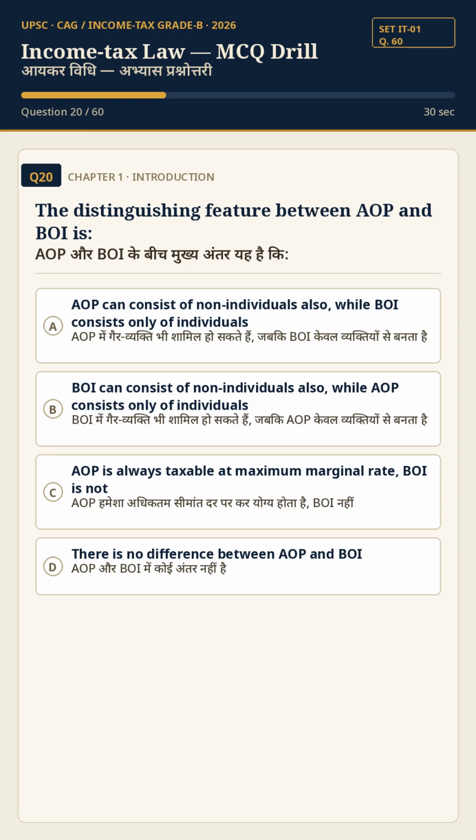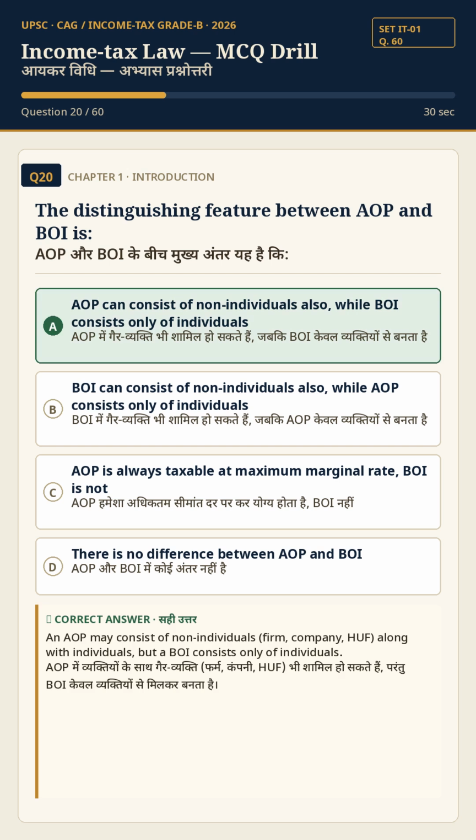Question 20. The distinguishing feature between AOP and BOI. Option A, AOP can consist of non-individuals also, while BOI. Option B, BOI can consist of non-individuals also, while AOP. Option C, consists only of individuals. Option D, AOP is always taxable at maximum marginal rate, BOI. The correct answer explanation. An AOP may consist of non-individuals, firm, company, HUF, along with individuals, but a BOI consists only of individuals.